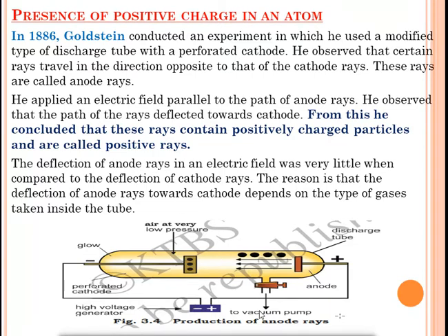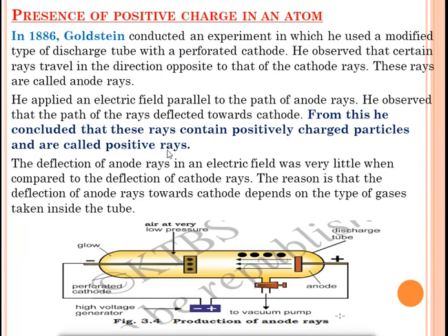When he applied the electric field, like in the previous experiment, the rays got deflected, here towards the cathode. Since the rays which come from the anode are positive, that's why they move towards the cathode. The cathode is a negatively charged electrode. From this, he concluded that the rays coming from the anode carry positive charge.